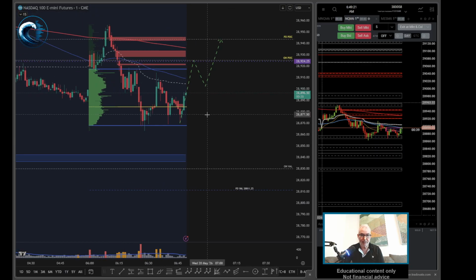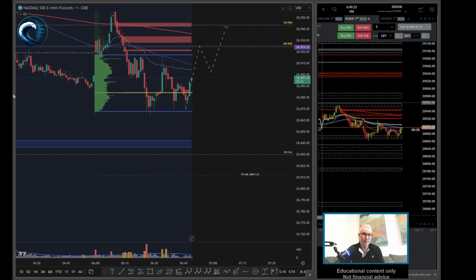So we've got a bit of movement here. Got a little bit of movement here.